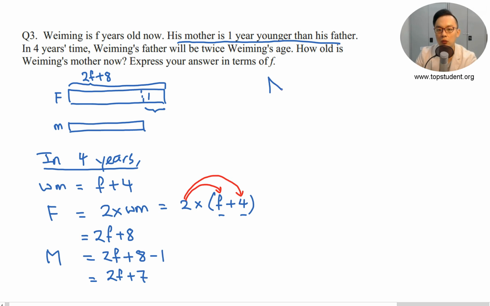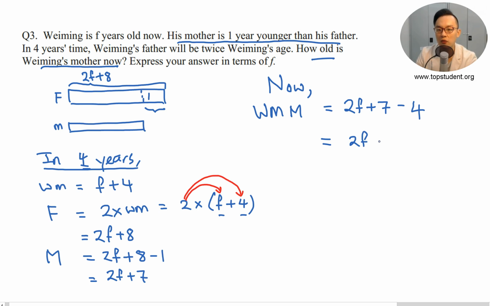All right, so I come back to now. So what's the age now? Because the question is asking for how old is Wei Ming's mother now. So now Wei Ming's mother is equal to 2F plus 7 minus away. I calculated 4 years later, so now it's minus away 4, which equals 2F plus 7 minus 4 is 3. Then I need to bracket, years old. All right, so that's how you find Wei Ming's mother.